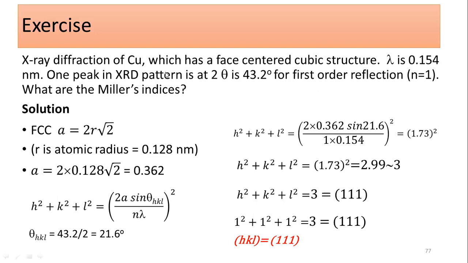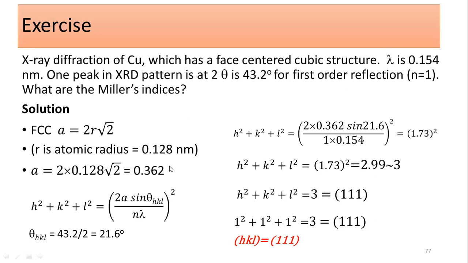X-ray diffraction of copper, which has a face-centered cubic structure, and the lambda value is 0.154 nanometer, and one peak of the X-ray pattern, let's suppose at 2 theta is 43.2 degrees for the first order diffraction, and you have to calculate what are the Miller indices.